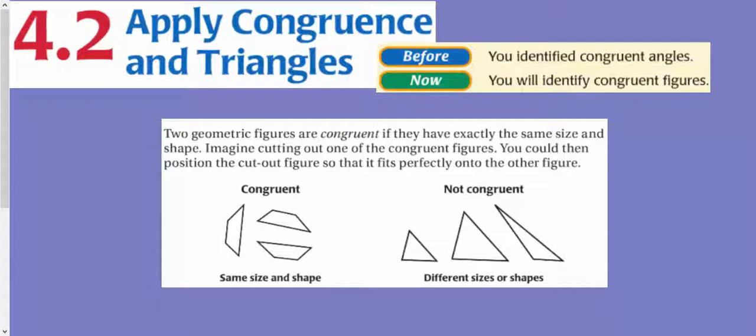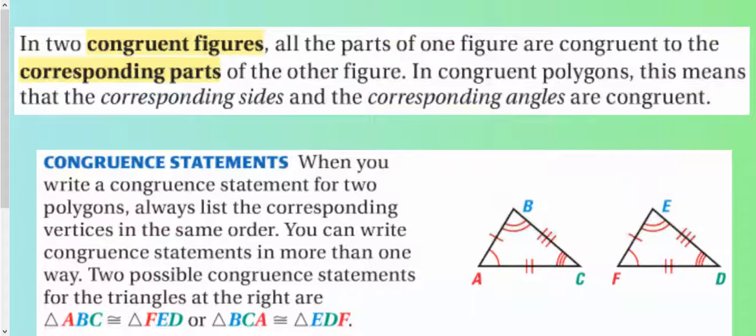All right, we're going to be working with congruence and triangles today. In geometry, two figures are congruent if they have exactly the same size and shape. So imagine if you cut one of them out, you could place it directly on top of the other. It's going to fit perfectly. You may have heard the word similar, and that's the same shape but different sizes. We're working with congruency today. So in general, we're going to start off with all types of polygons, and then we're going to focus more in the rest of the chapter on triangles.